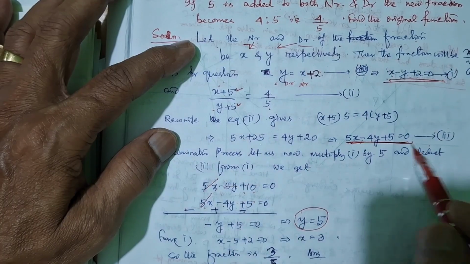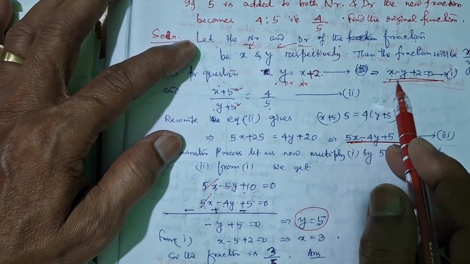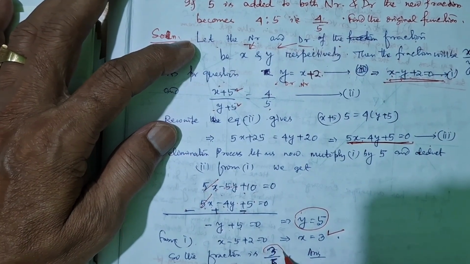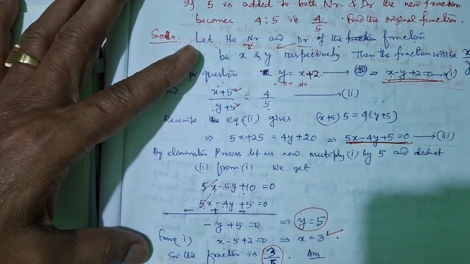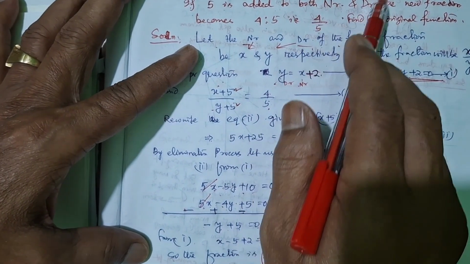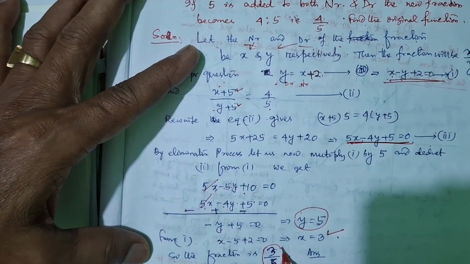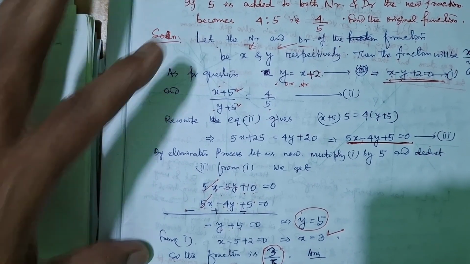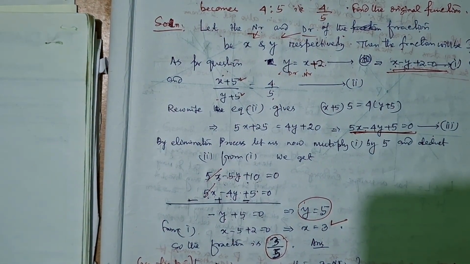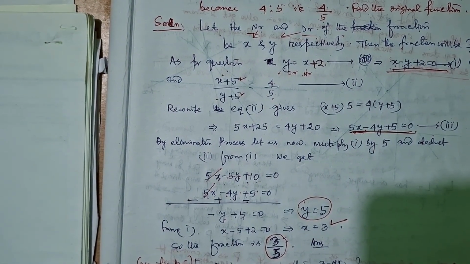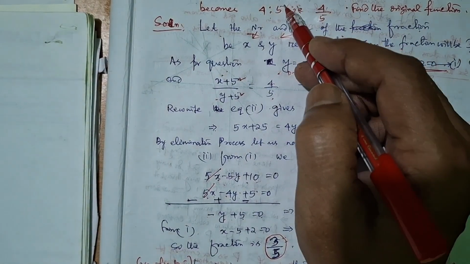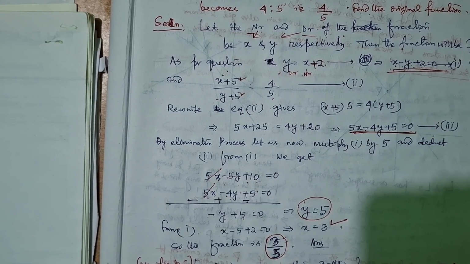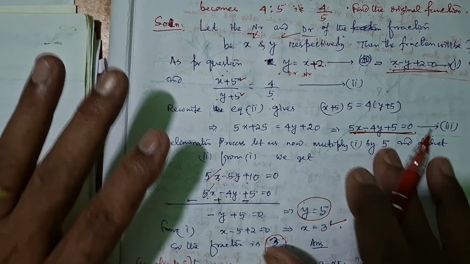Put the y value anywhere in this case. We will get x is equal to 3. So the fraction is 3 by 5. Verification: the denominator exceeds the numerator by 2. 5 is 2 more than the numerator. Now you add 5 to each: 3 plus 5, 5 plus 5, it is equal to 8 by 10, which is 4 by 5. When the numerator is increased by 5 and the denominator is increased by 5, the new fraction comes to 4 by 5. So the answer is correct.